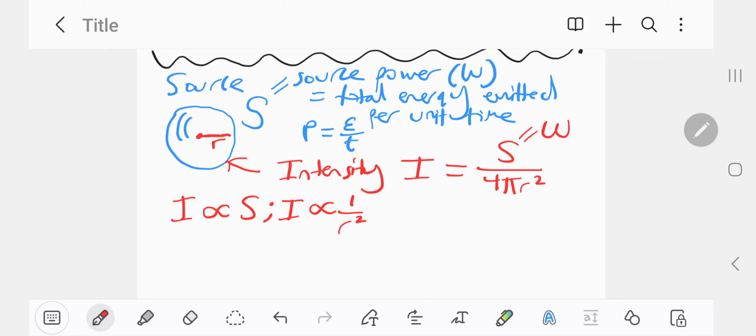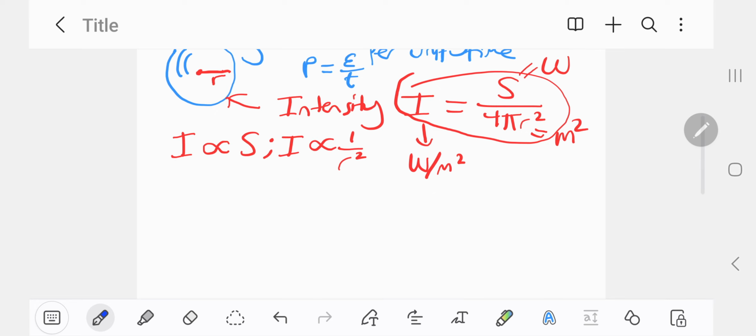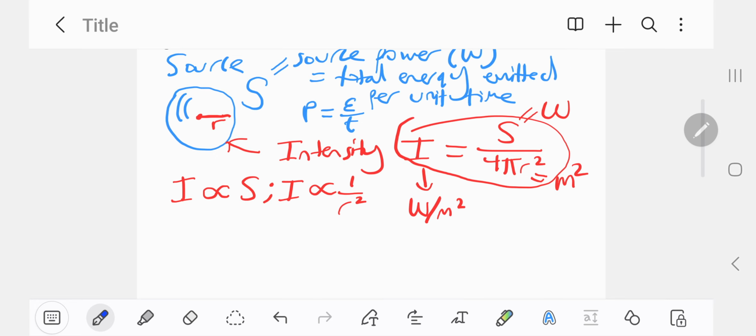So at the surface of the star, of the source in this case, the intensity is equal to the power over the surface area of the star. And the units for the denominator is meters squared. So therefore intensity has units of watts per meter squared. Now where did I get this relationship from? Well, by definition, the intensity of a wave, the intensity of light in this case, is defined as the power per unit area. So the power is here, unit area is this surface area of a sphere.